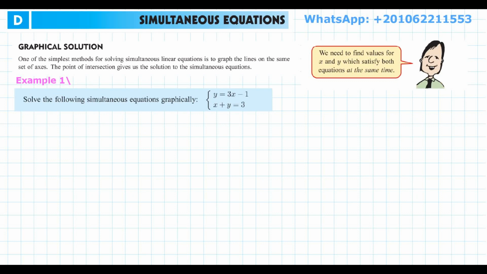First of all, we're going to talk about the first kind, which is graphical solution. In general, we need to find values for x and y which satisfy both equations at the same time. First example: solve the following simultaneous equations graphically. This is the first method, the graphical method. We have the first equation, and then the second equation.